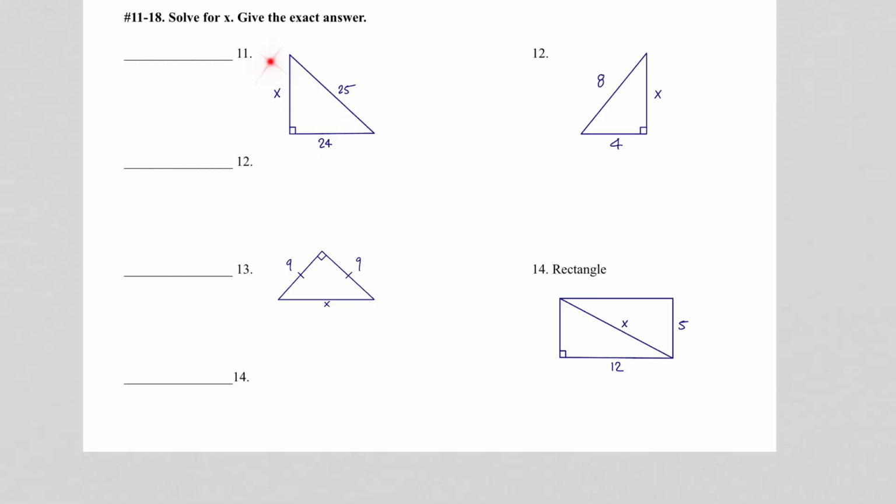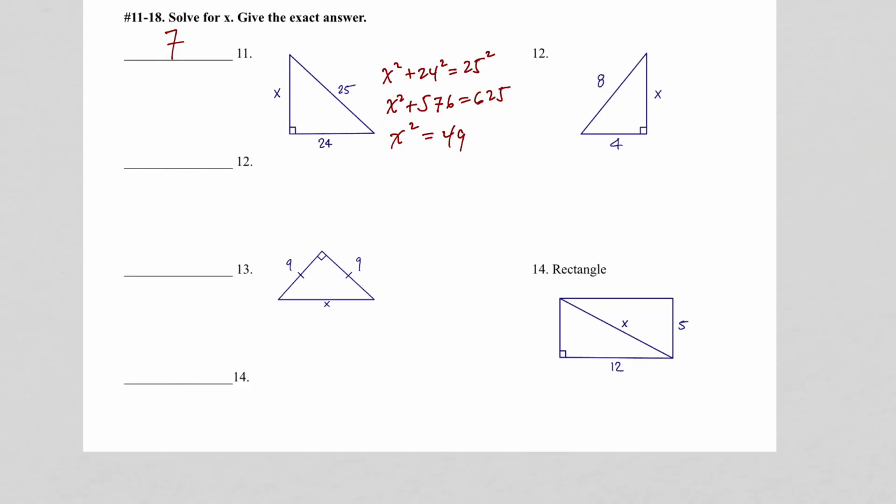You may have memorized this Pythagorean triplet, but if you haven't, just do it the mathematical way. So we have x squared plus 24 squared is equal to 25 squared. So x squared plus 576 is equal to 625. That means that x squared is equal to 49, so x is equal to 7.